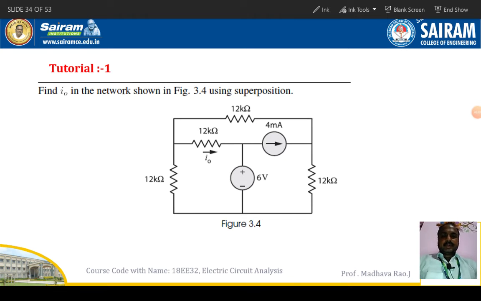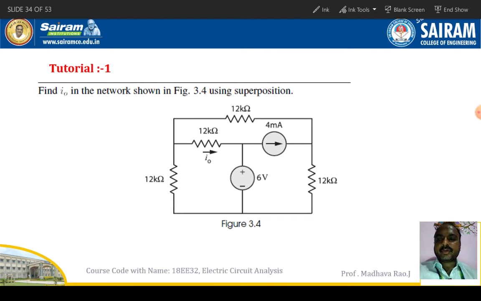Hello everyone, in this video we'll discuss problems based on network theorems. The first problem belongs to the superposition theorem. So we'll see what the problem is and what we have to find out. Find I naught in the network shown in the figure using superposition. So you have to solve the problem using the superposition theorem.